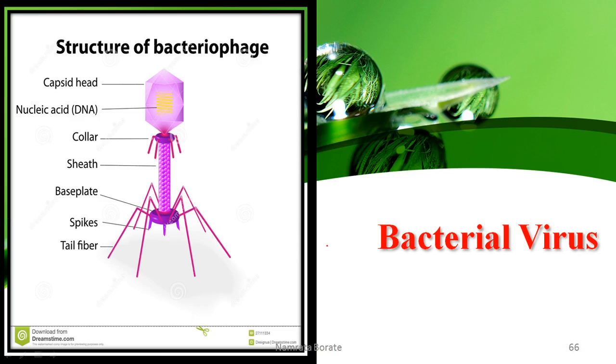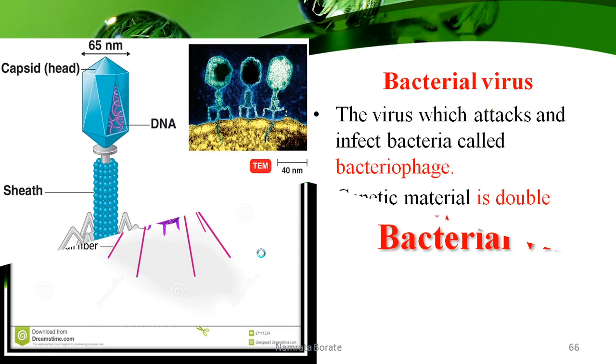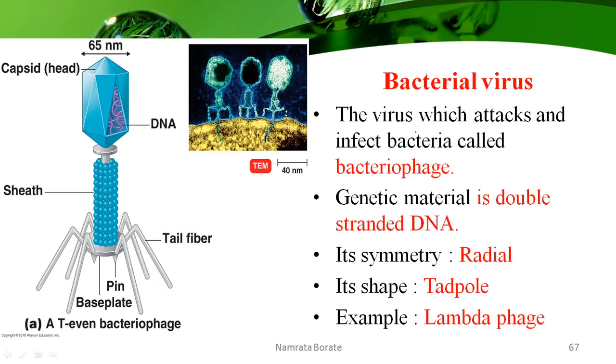The next phenomenon we see is the bacterial viruses. The virus which attacks and infects bacteria is called a bacteriophage. The genetic material present in the bacteriophage is double-stranded DNA. This is a very important part in case of the bacteriophage. Its symmetry is somewhat radial, and its shape is a tadpole shape. Its example is the lambda phage.